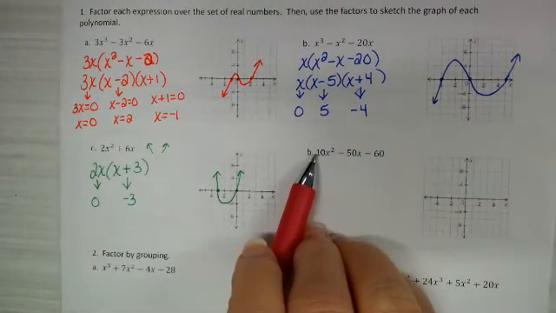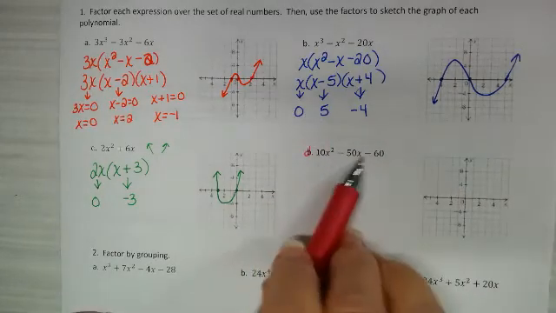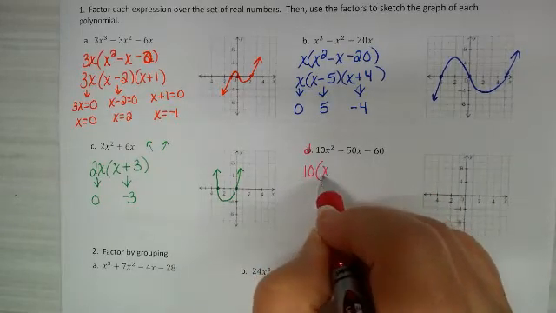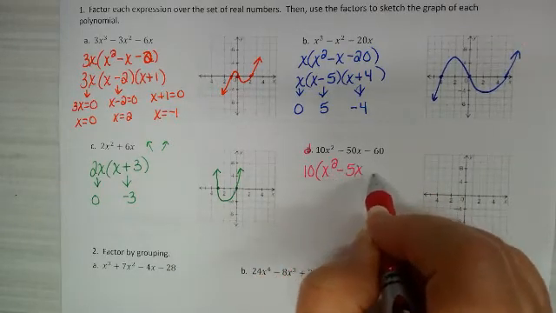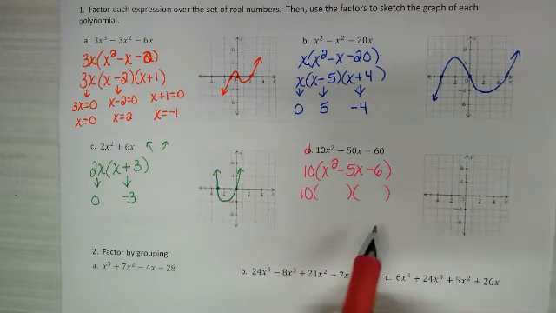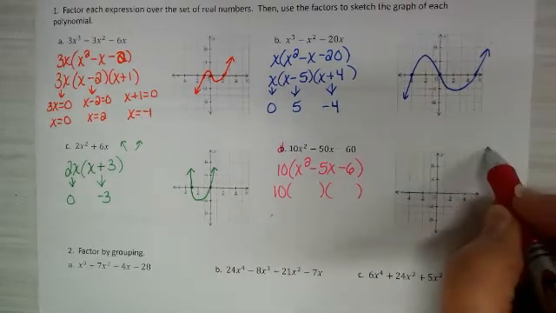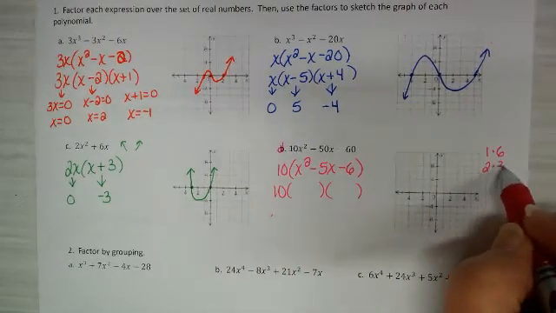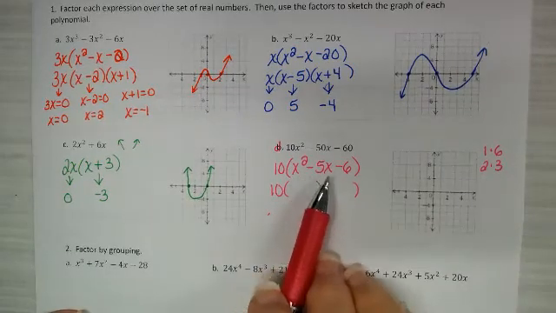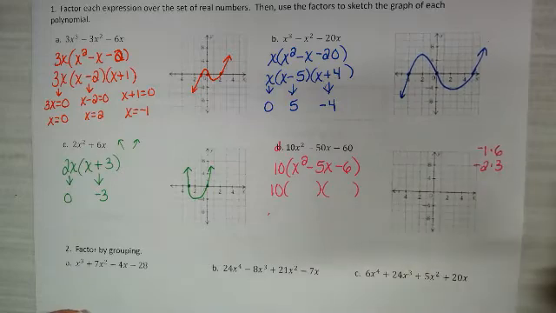One more. This is actually problem D: 10x squared minus 50x minus 60. Notice they all have a common factor of 10. So that leaves us with x squared minus 5x minus 6. Now you have to be careful with this one. 6 is kind of tricky because for 6, I could do 1 times 6 or I could do 2 times 3. Now it's easy to go, oh, 2 and 3 add up to 5, but this is a -6. So one of these has to be negative.